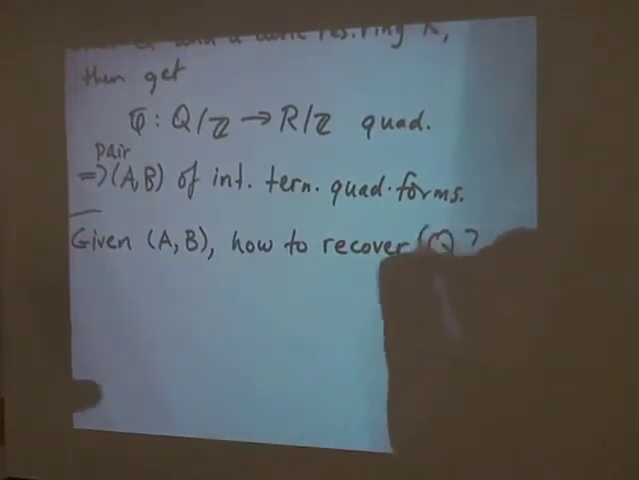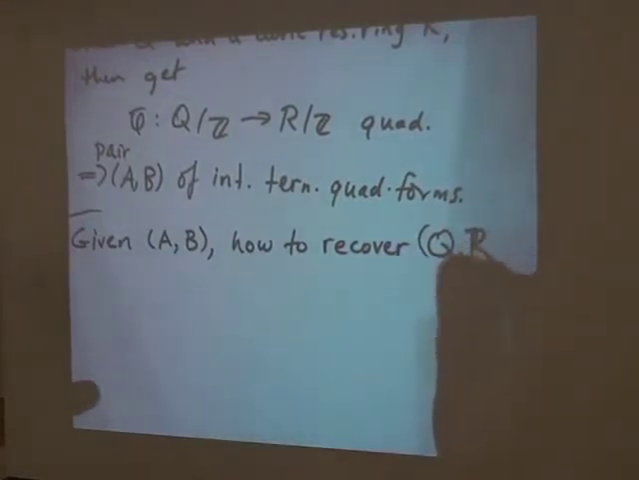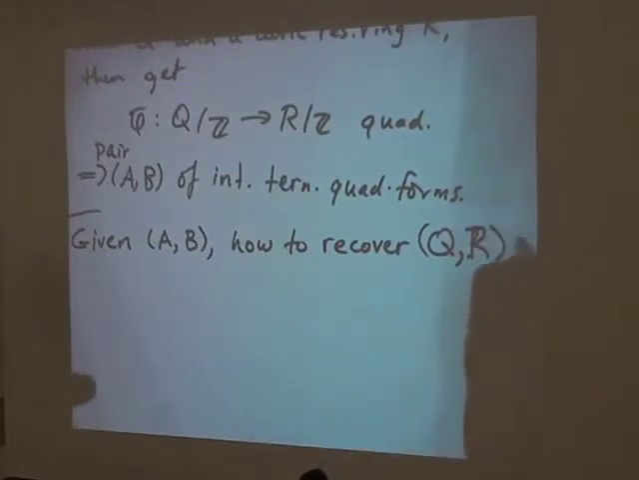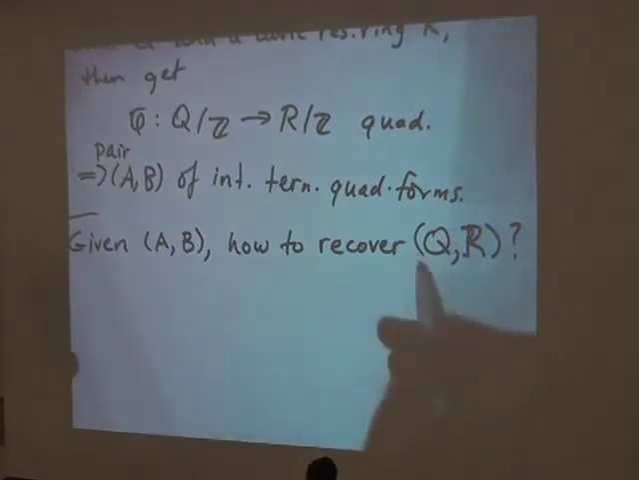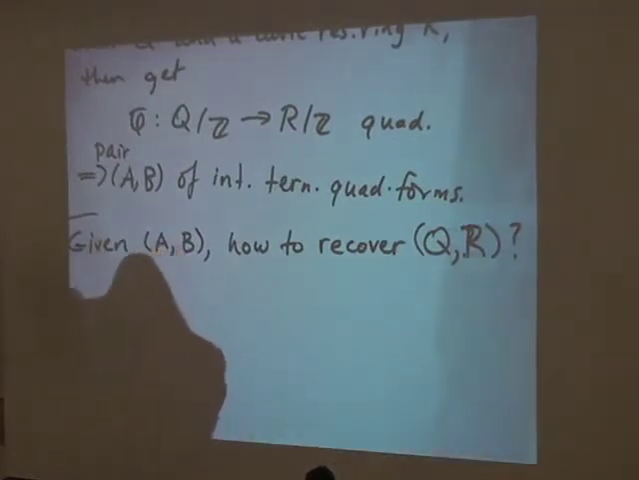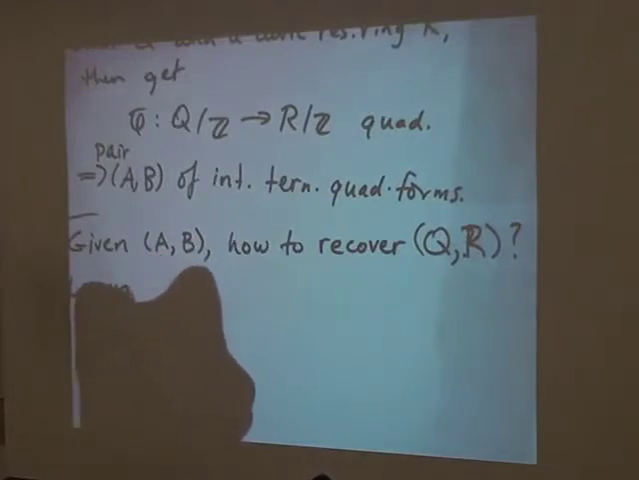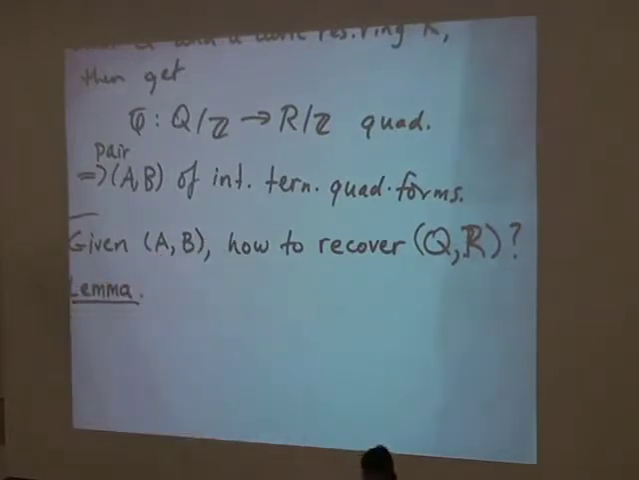Maybe I'll even say how to recover Q and R. I mean, does it actually determine both of them? So this is to go backwards: given AB, can you recover Q and R? And the answer is contained in the following lemma. This lemma contains a very beautiful property of this map phi bar. Remember, phi bar is the map x prime x double prime plus x triple prime.